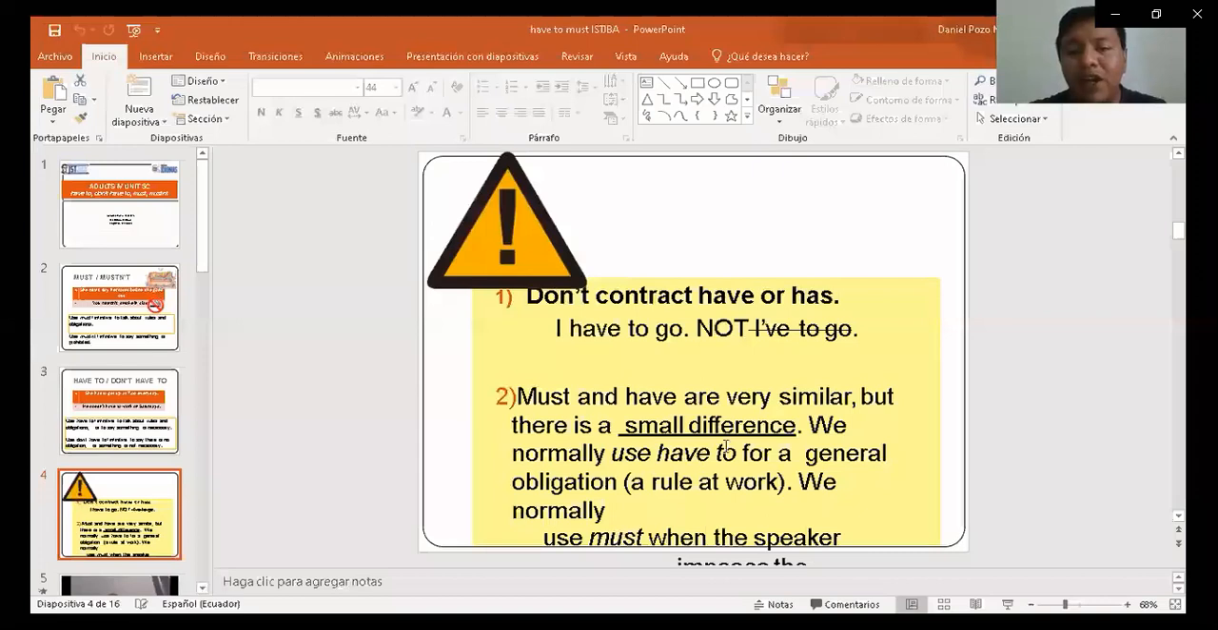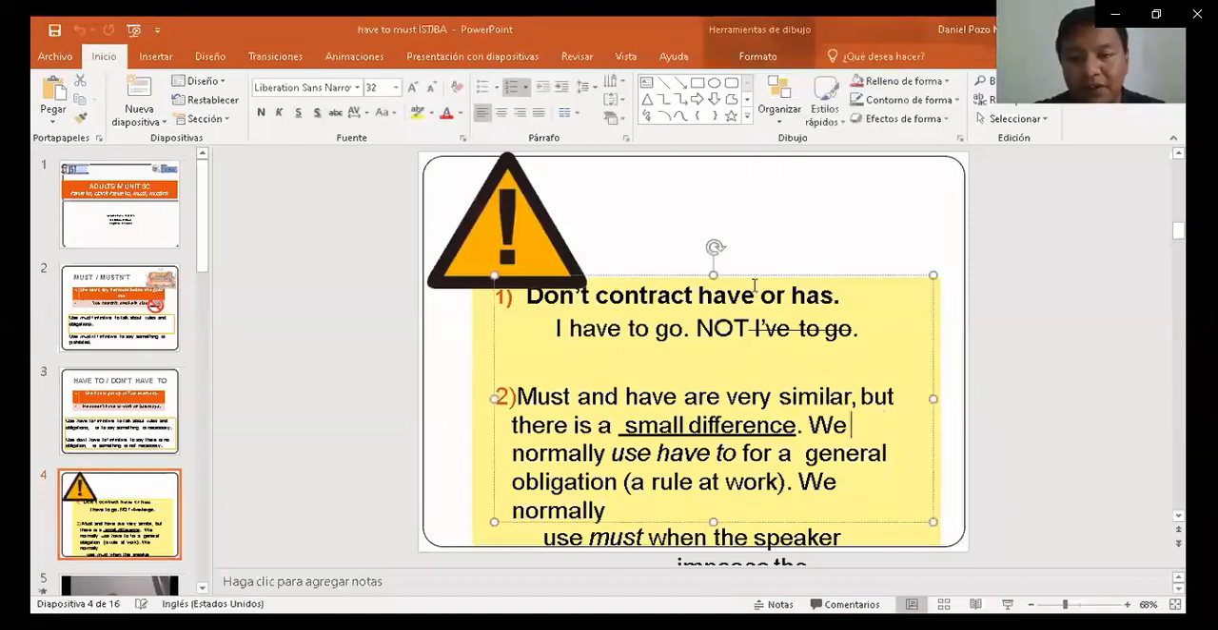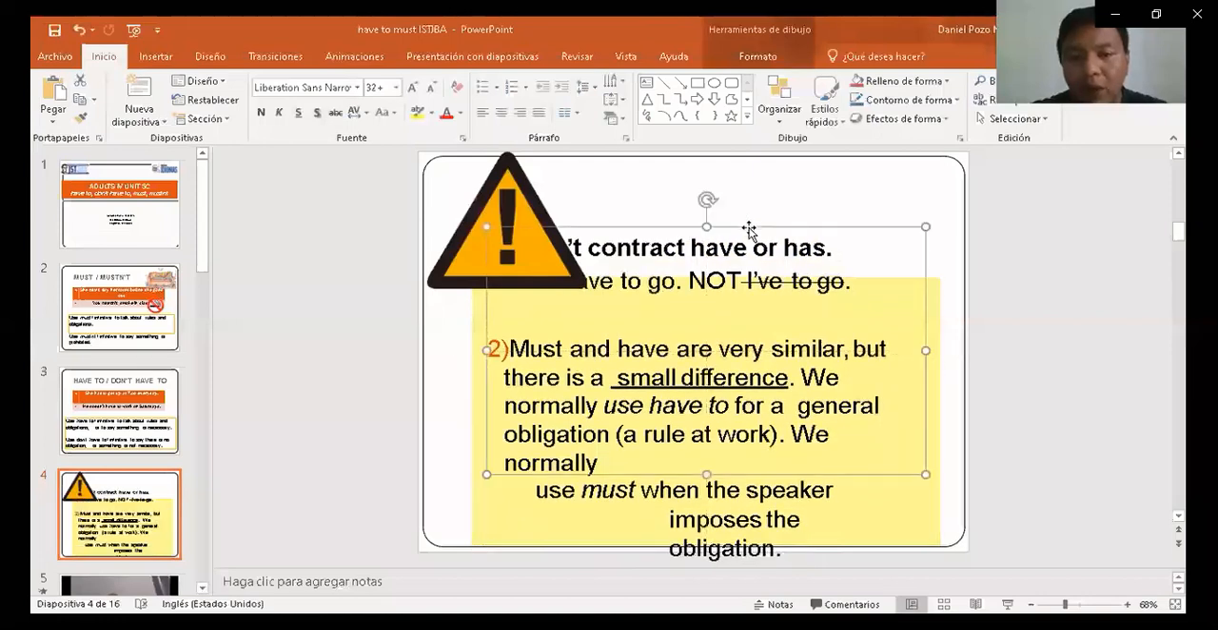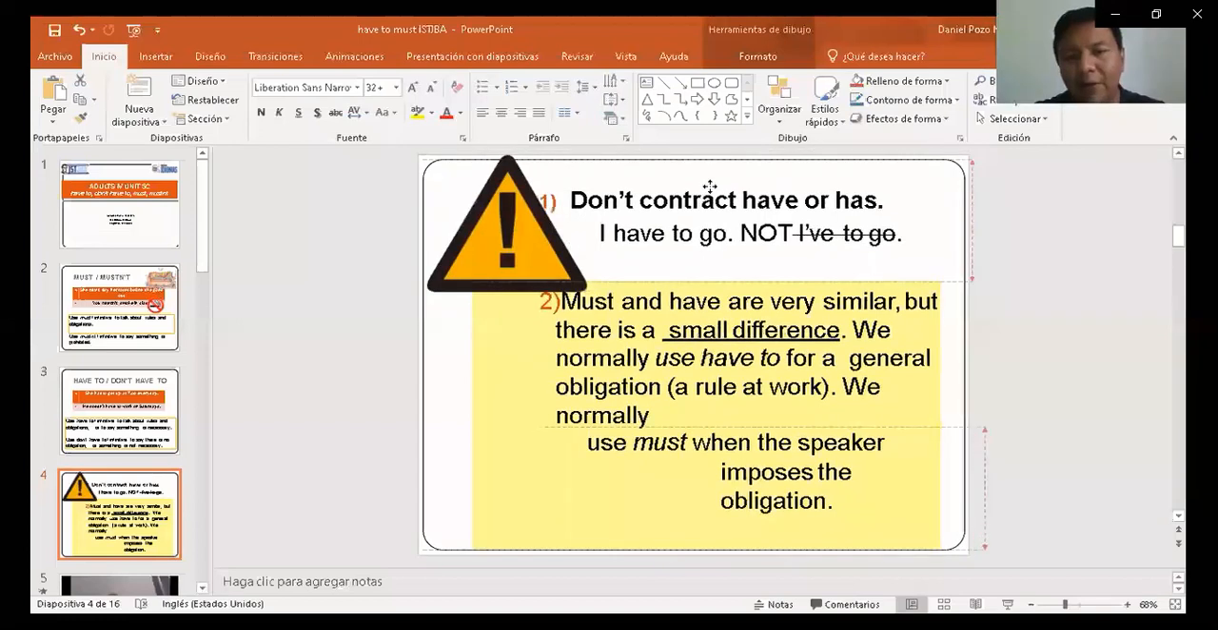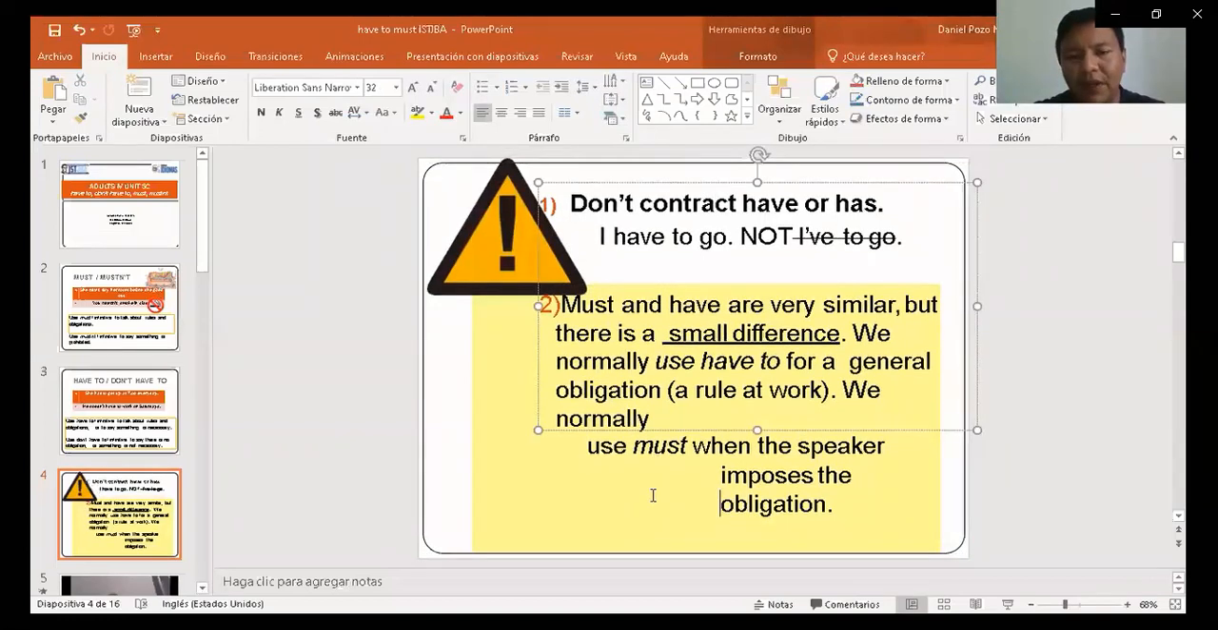We normally use have to for a general obligation, a rule at work. We normally use must when the speaker imposes the obligation. Cuando el que habla impone la obligación, chicos. ¿Sí? In this case, we're going to use must. Must es más fuerte que have.